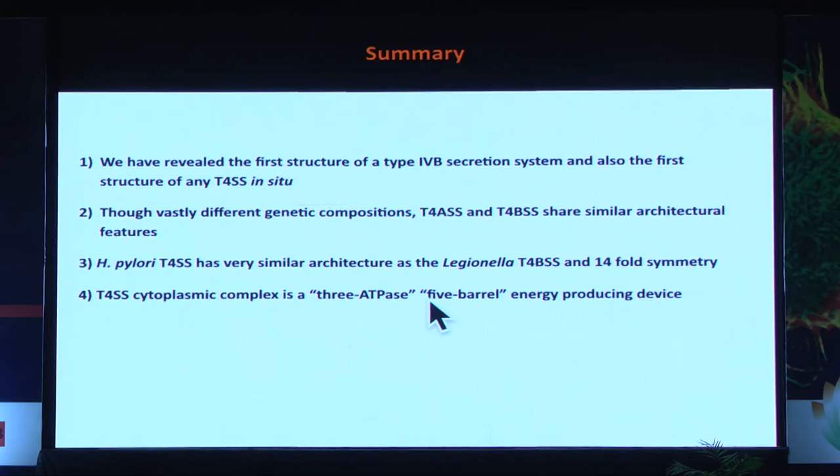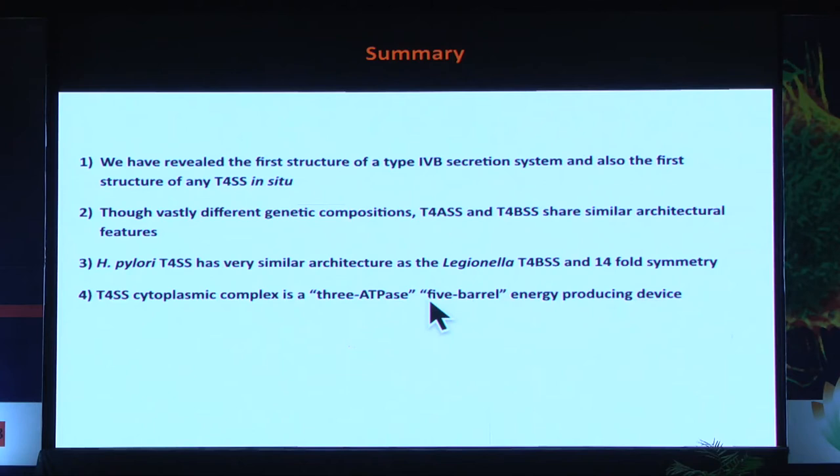With that, I'll summarize. We have revealed the first structure of the type 4B secretion system, although at lower resolution, but at least we know what the architecture looks like. We can compare the type 4B and type 4A secretion systems, and they look architecturally quite similar. We also have revealed the in situ structure of the Helicobacter pylori type 4 secretion system, which looks quite similar to the Legionella system and has 14-fold symmetry. Our interpretation is that the cytoplasmic complex is a 3 ATPase, 5 barrel energy-producing device.